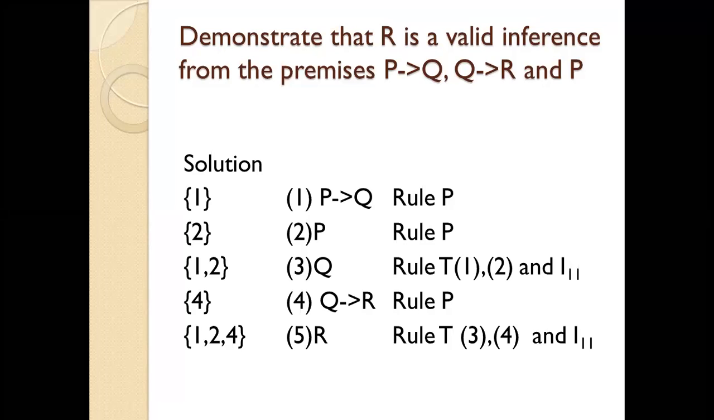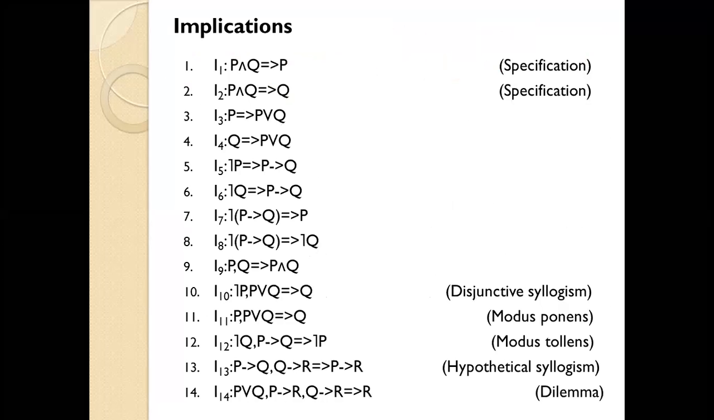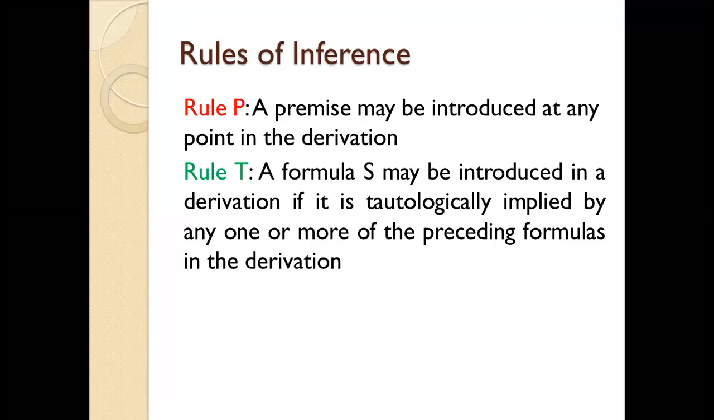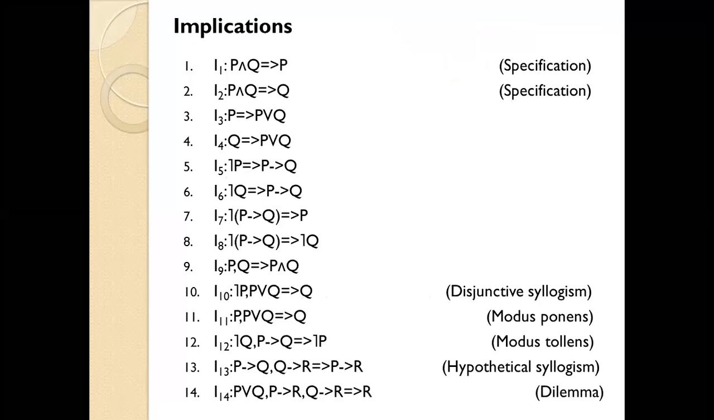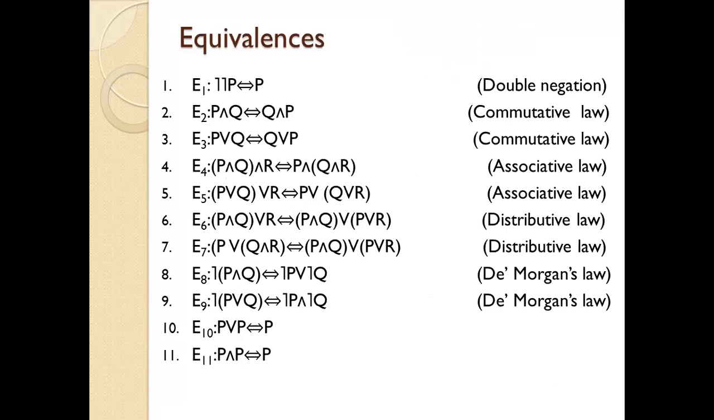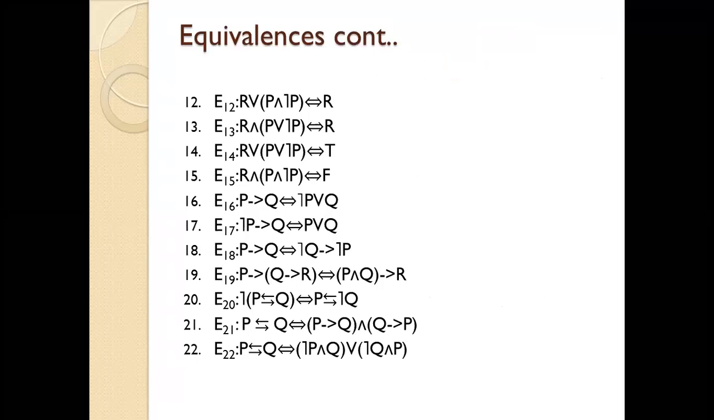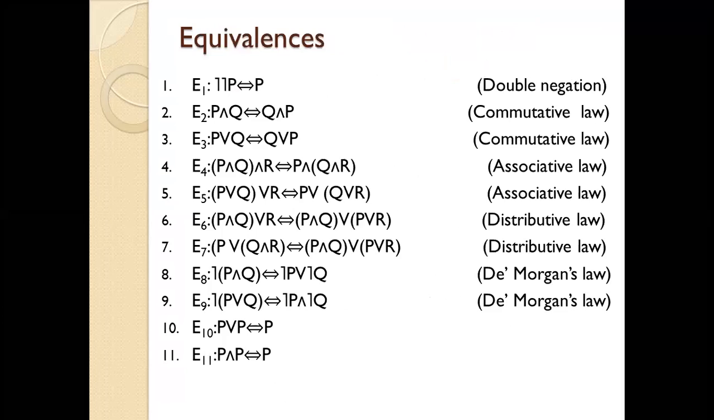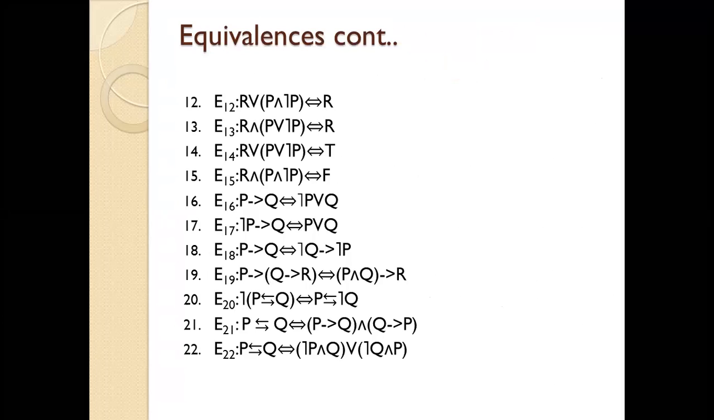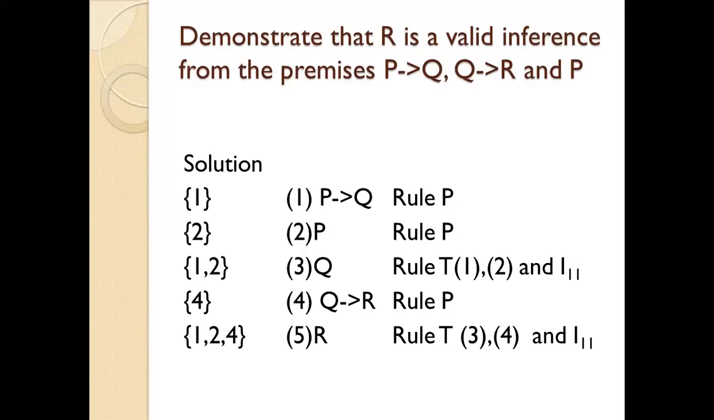Let's solve the problem using Rule P and Rule T. These are the inference rules, Rule P and Rule T, rules of inference. Rule P can be applied anywhere within the derivation, and Rule T can be derived from Rule P and the implications and equivalences which are given to you. So you have to write all these implications and equivalences in your copy, and then begin with the question, that is, the demonstration which is given to you. Now let's begin with the first demonstration.